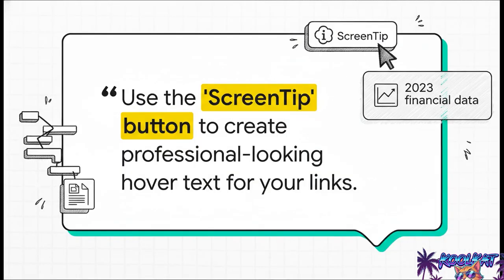And here is one last little pro tip for you. In the top right of that hyperlink menu, there's a little button called Screen Tip. This lets you write custom text that pops up when someone hovers their mouse over your link. So instead of seeing some long, ugly URL, you can make it say something clean and helpful, like, click here for Q3 sales data. It's such a nice professional touch.